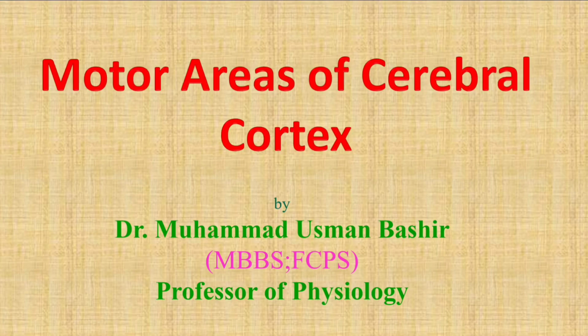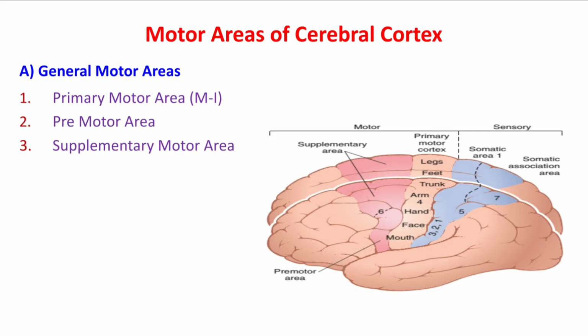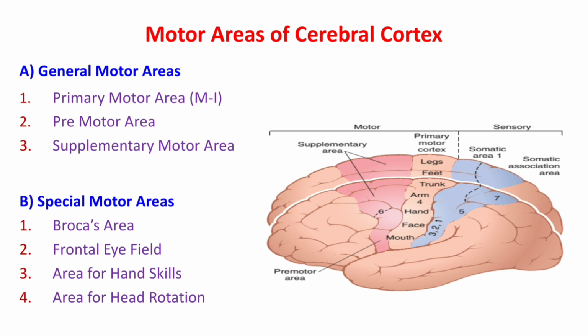I am Dr. Muhammad Usman, Professor of Physiology, and in this video we will talk about motor areas of the cerebral cortex. These are the areas which cause muscle contractions in various parts of the body, and hence cause movements. We can broadly divide these areas into two categories, that is general motor areas and special motor areas.